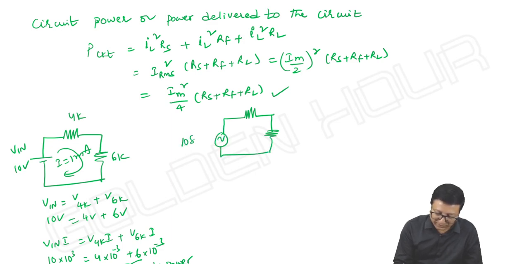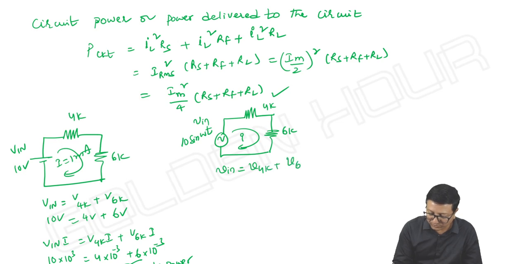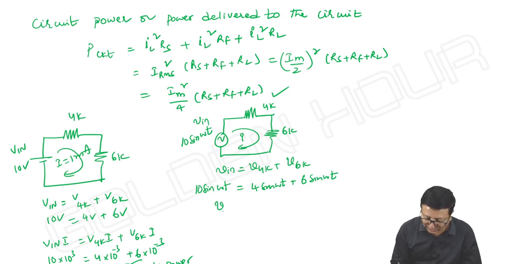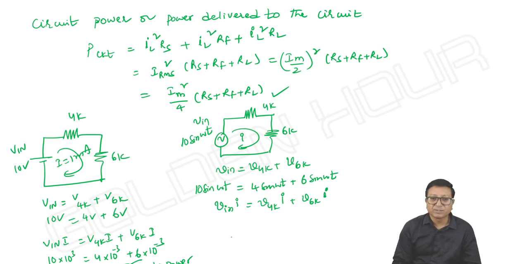Like 10 sin omega t, 4K, 6K, let this current be I. Again here also I can write V input is equal to voltage across 4K plus voltage across 6K. It is as usual 10 sin omega t, and it is 4 sin omega t and 6 sin omega t. Multiply both sides with the current. V input into I is equal to voltage across 4K into I plus voltage across 6K into I. It is nothing but the source power.